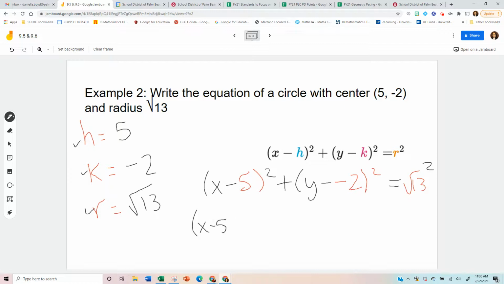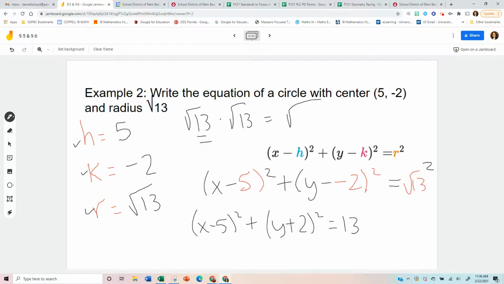X minus 5 squared, I can't simplify anything there, so it's going to stay the same. Y minus a minus 2, minus a minus turns into plus. And don't get tripped up here. When I see a square root squared, they actually cancel each other out. So I'm going to get 13. Here's the reason why. Square root of 13 times the square root of 13 is equal to the square root, and then you multiply the insides. 13 times 13 is 169. And guess what the square root of 169 is? 13. So the square roots cancel each other out. And that means that this is my final answer.